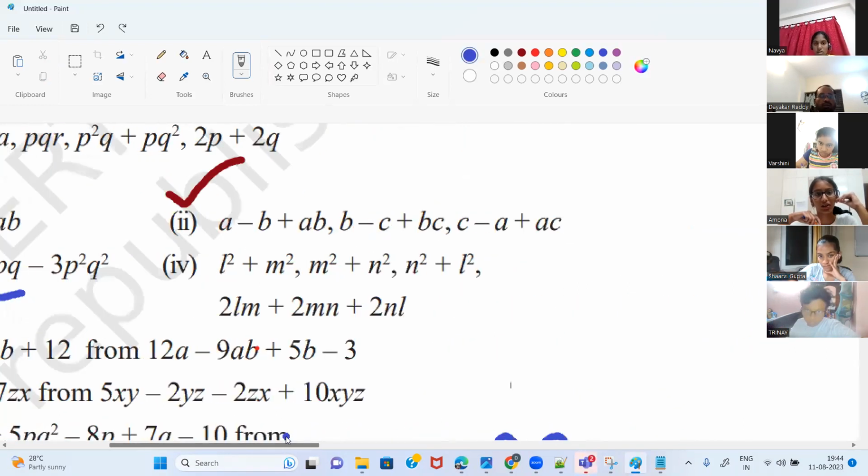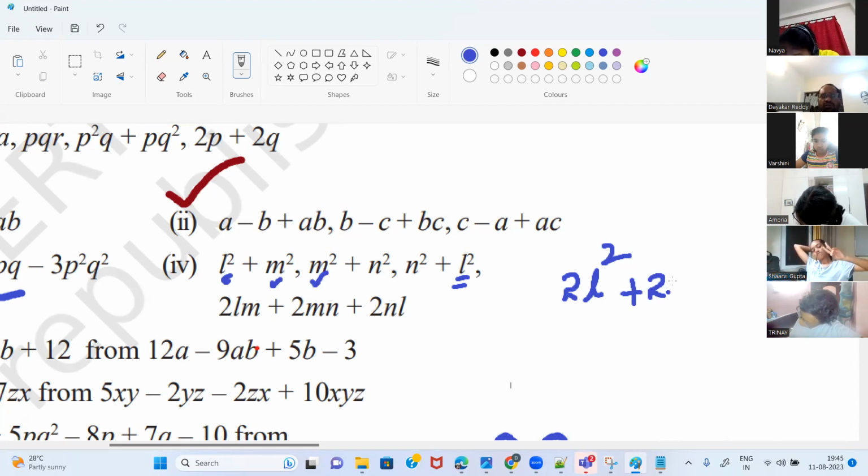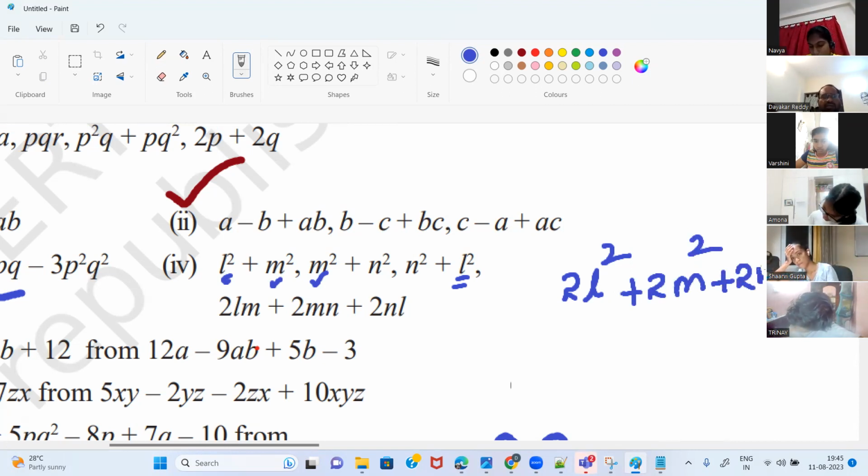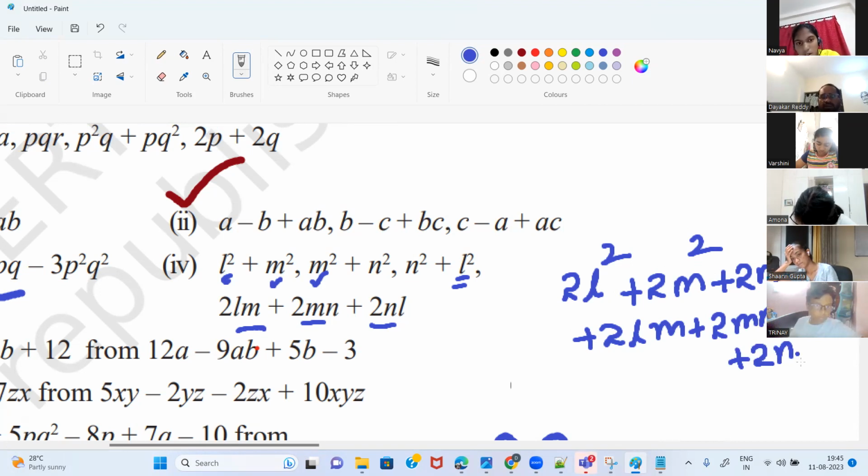Okay, sir, I got the next one's answer. And 12 square, L square. Tell me, Rakshita. So the answer, should I tell the answer or circle, sir? You tell me the final answer. Okay, 21 square plus 21 m square. Where is 21? Well, 2. This is L square. L square plus L square is 2 L square. How come you got 21? I wrote L as 1, sir, so I got confused. Next, m square plus m square is 2 m square, right? Then these are all different terms, right? You cannot do anything. Plus 2LM. That's it.